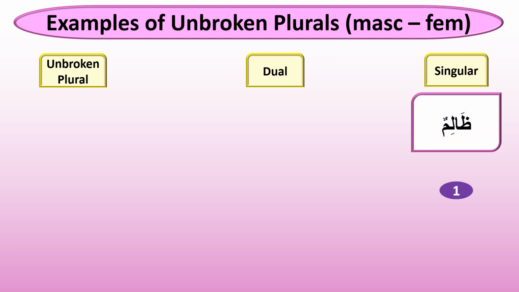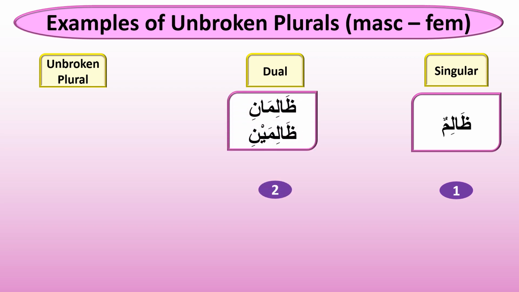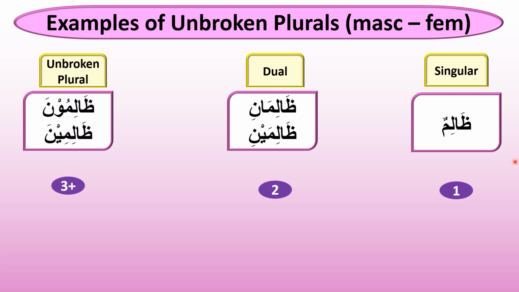Zalimun will be one oppressor. It's singular. Two oppressors will be zalimani, zalimaini, and many oppressors, 3 plus, will be zalimuna, zalimina. This falls under unbroken masculine examples. Let's look at feminine examples now.